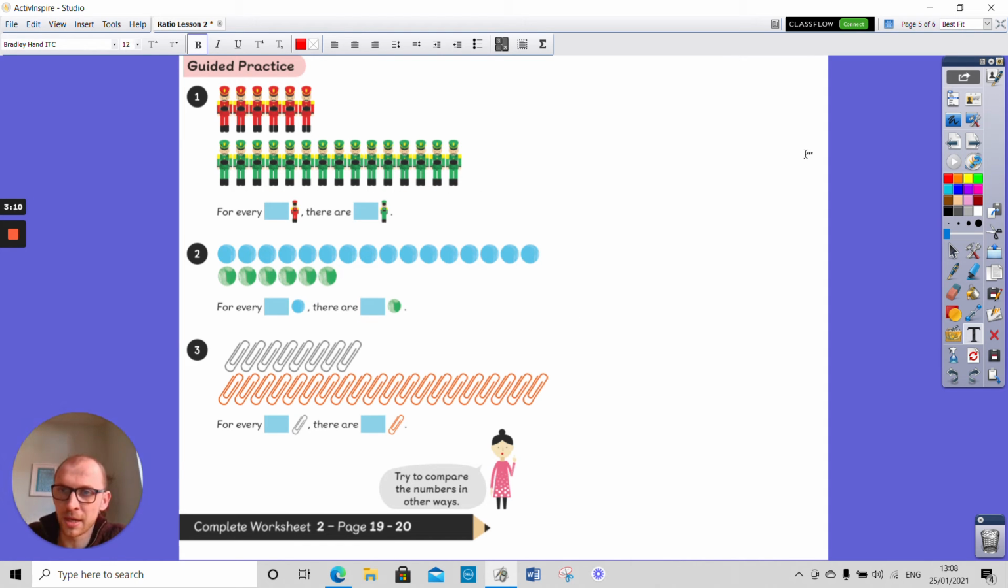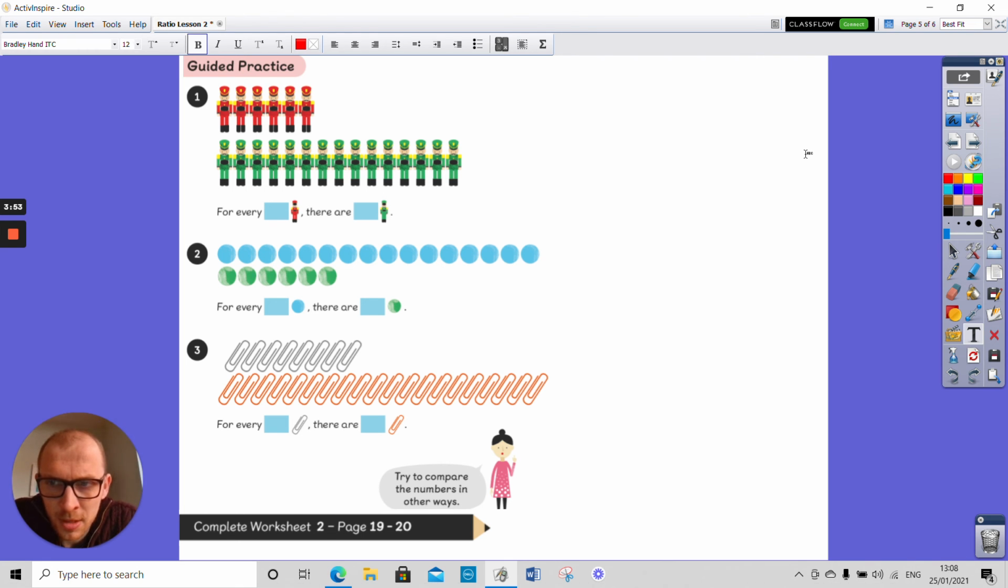So what you're going to do here is look at the red soldiers and the green soldiers. So there are 6 red soldiers, and there are 6, 7, 8, 9, 10, 11, 12, 13, 14, 15. And you need to think, can 6 and 15 both be divided by a similar number? Well, 15 and 6 can't both be divided by 2 equally, but they can both be divided by 3. So divide 6 by 3, and that'll give you your answer for every blank red. And divide your 15 by 3, and that will give you your green soldiers.